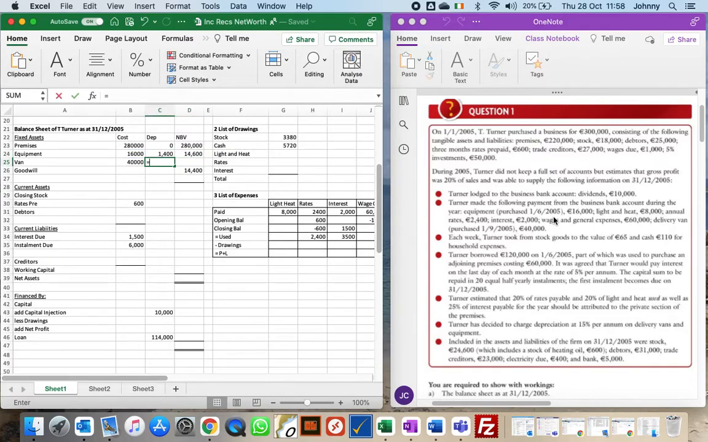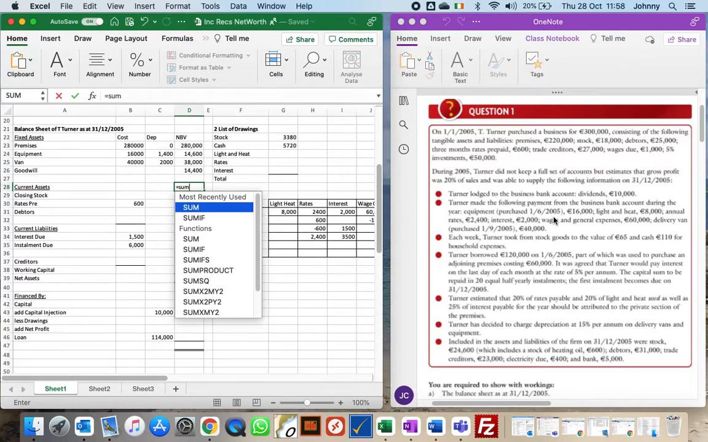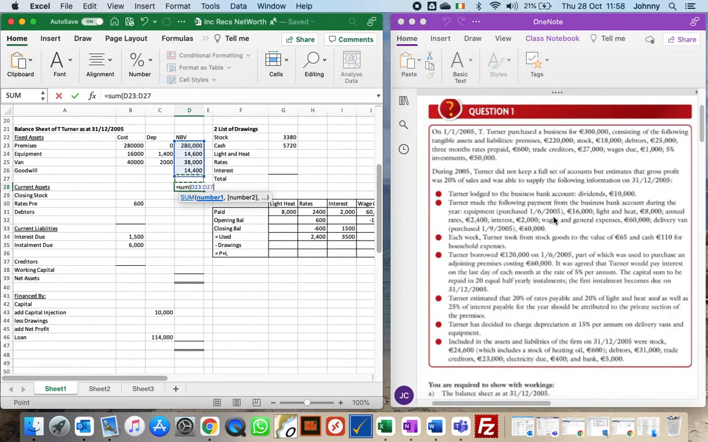My van then is 40 grand times 0.15, and when did I buy my van? Delivery van purchased on the 1st of the 9th, so that means I would have had it for 4 months. So that means that the vans are worth 38. And I can add up all of my fixed assets now at this stage.